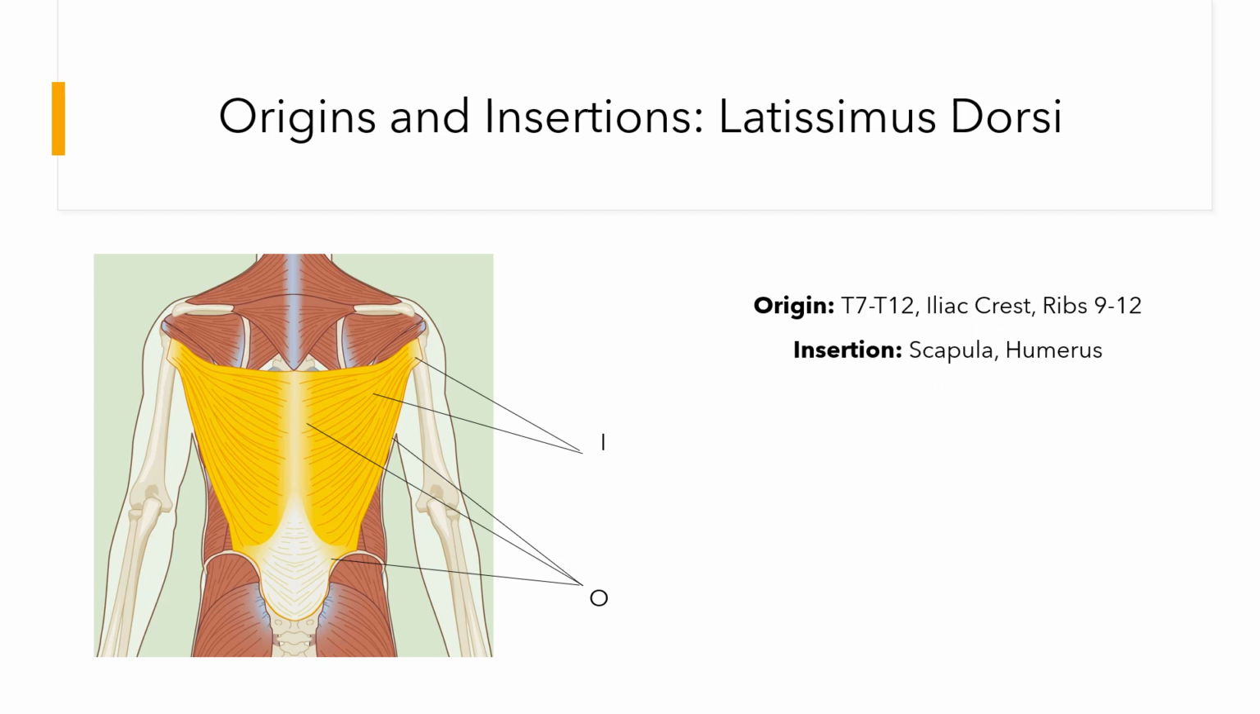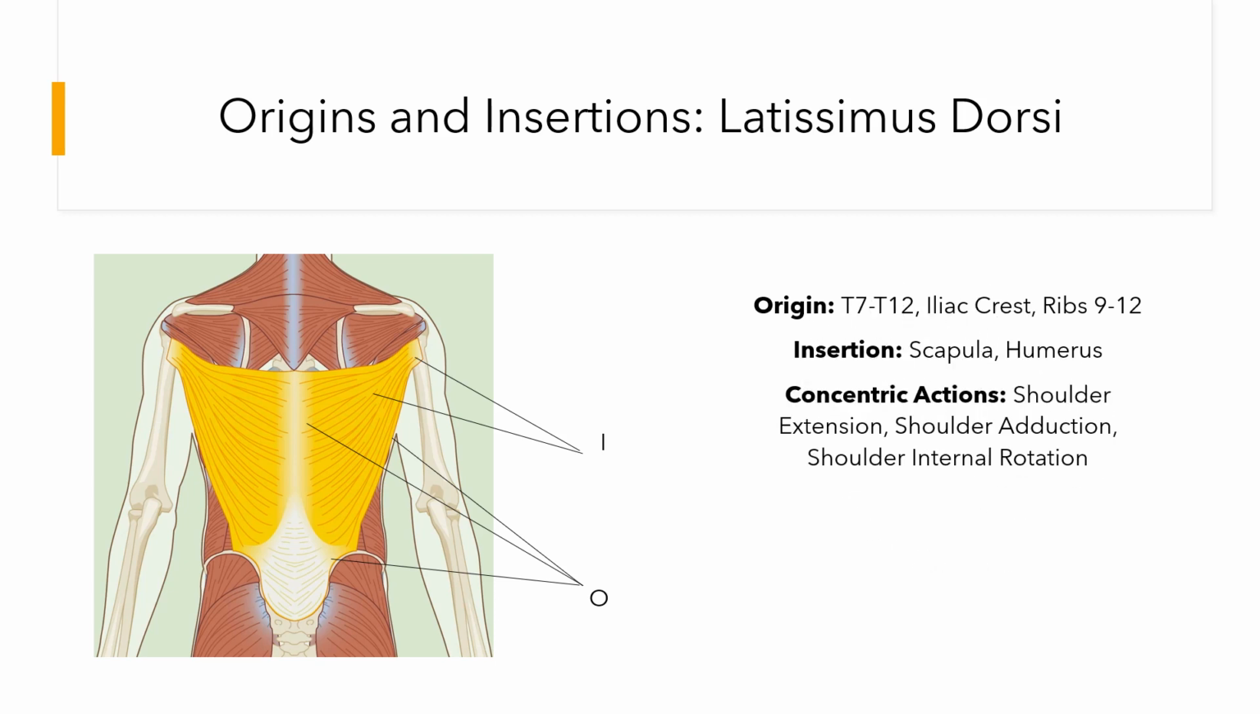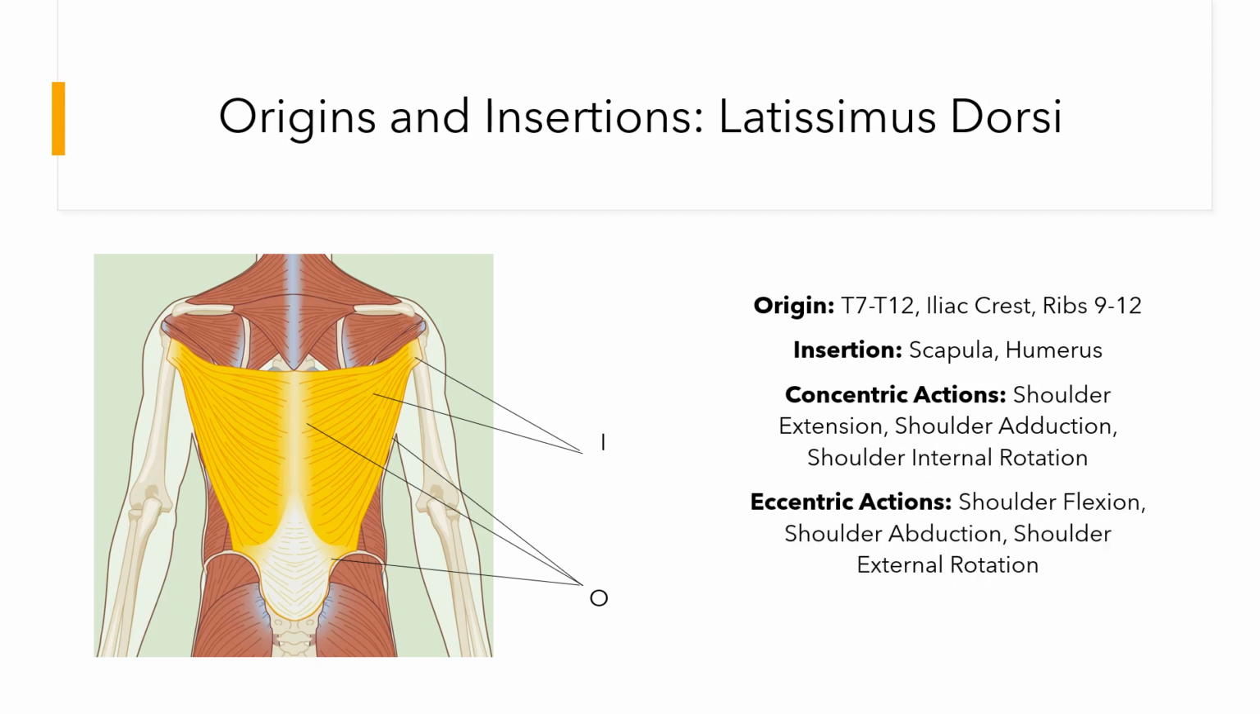It inserts into the scapula and the humerus, and it allows you to perform shoulder extension, shoulder adduction, and shoulder internal rotation. Eccentrically, it allows for shoulder flexion, shoulder abduction, and shoulder external rotation.